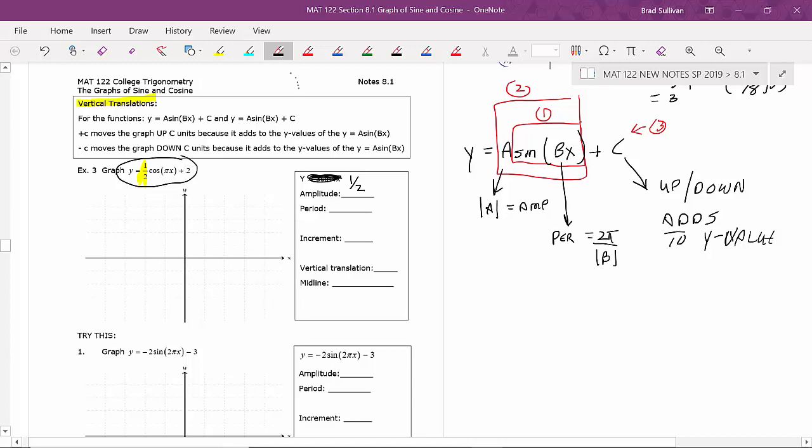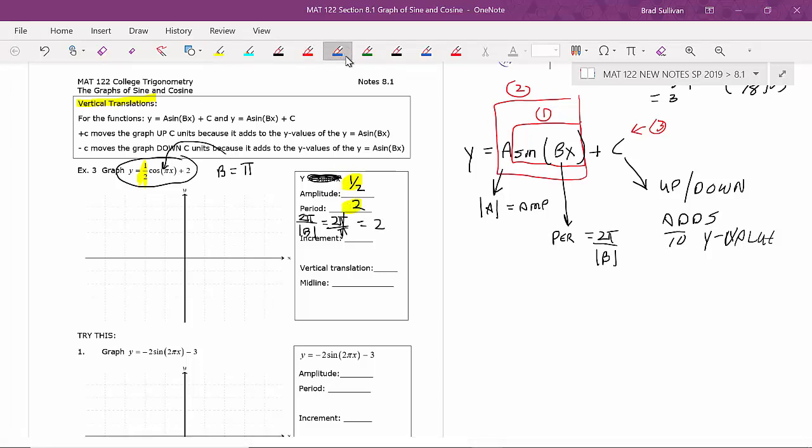Now let's go to the period. The period is 2 pi over b. What's b? b is pi. It's the number in front of x. So we're going to have 2 pi over pi. The pi's are going to cross out, leaving you 2. And it's okay if the period's just a number. It doesn't have to have a pi in it. So far we have amplitude and period. Those things have both changed.